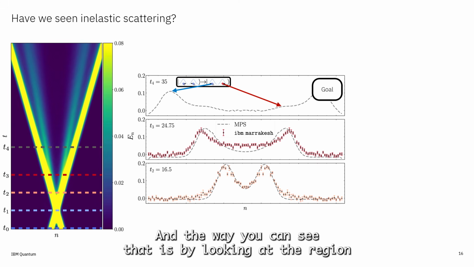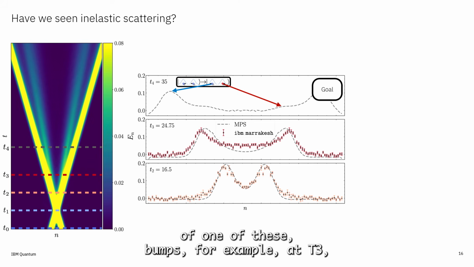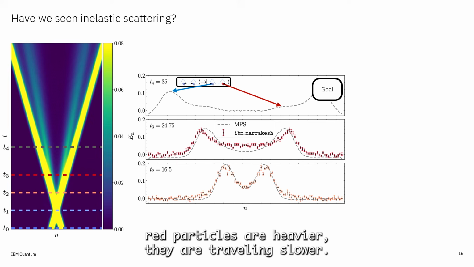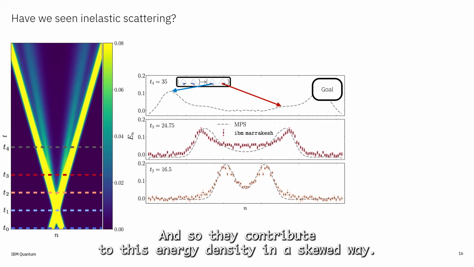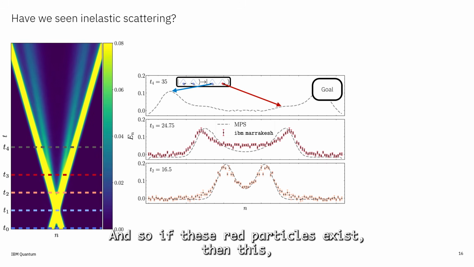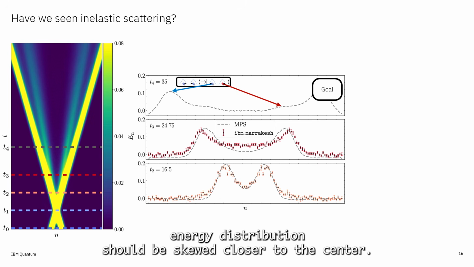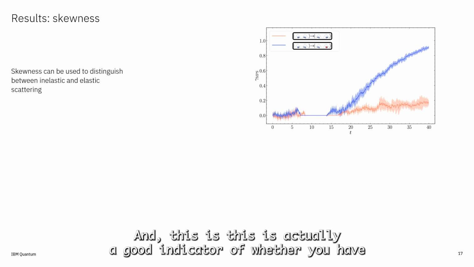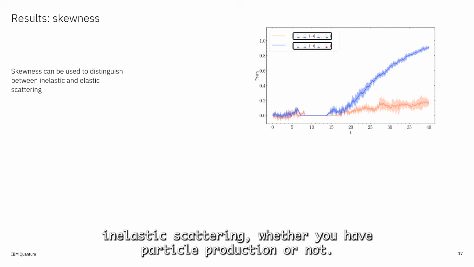The way you can see that is by looking at the region of one of these bumps, for example at T3. Because the red particles are heavier, they are traveling slower, and so they contribute to this energy density in a skewed way. They are located closer to the center. So if these red particles exist, then this energy distribution should be skewed closer to the center. And this is a good indicator of whether you have inelastic scattering, whether you have particle production or not.